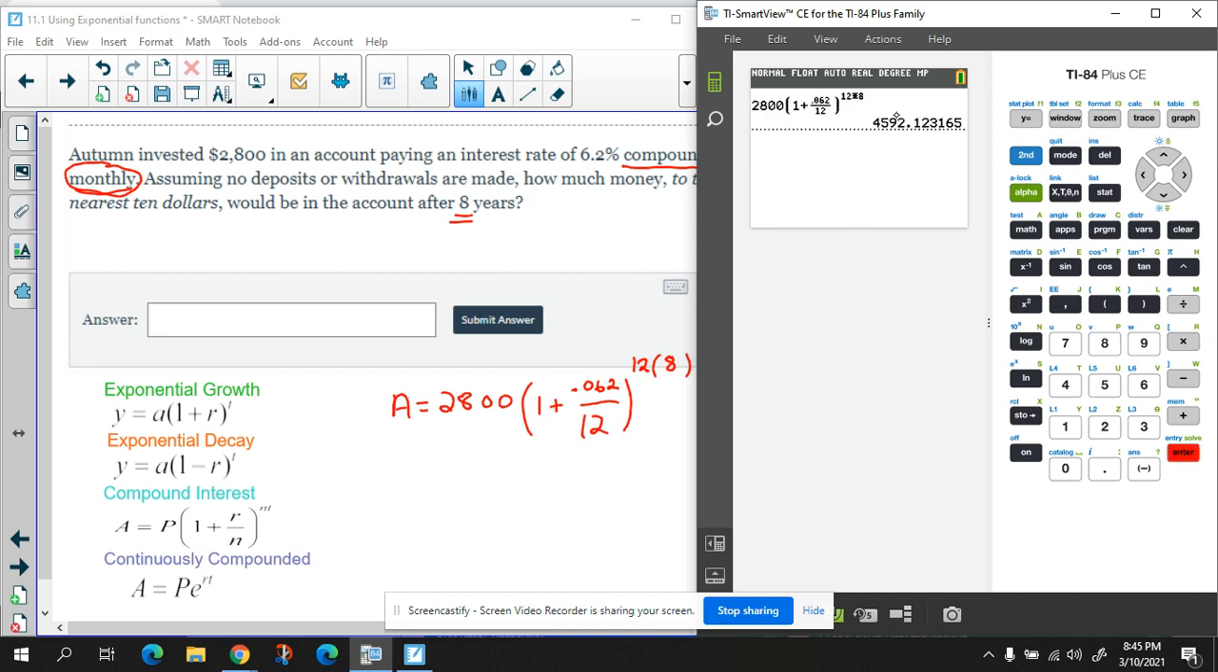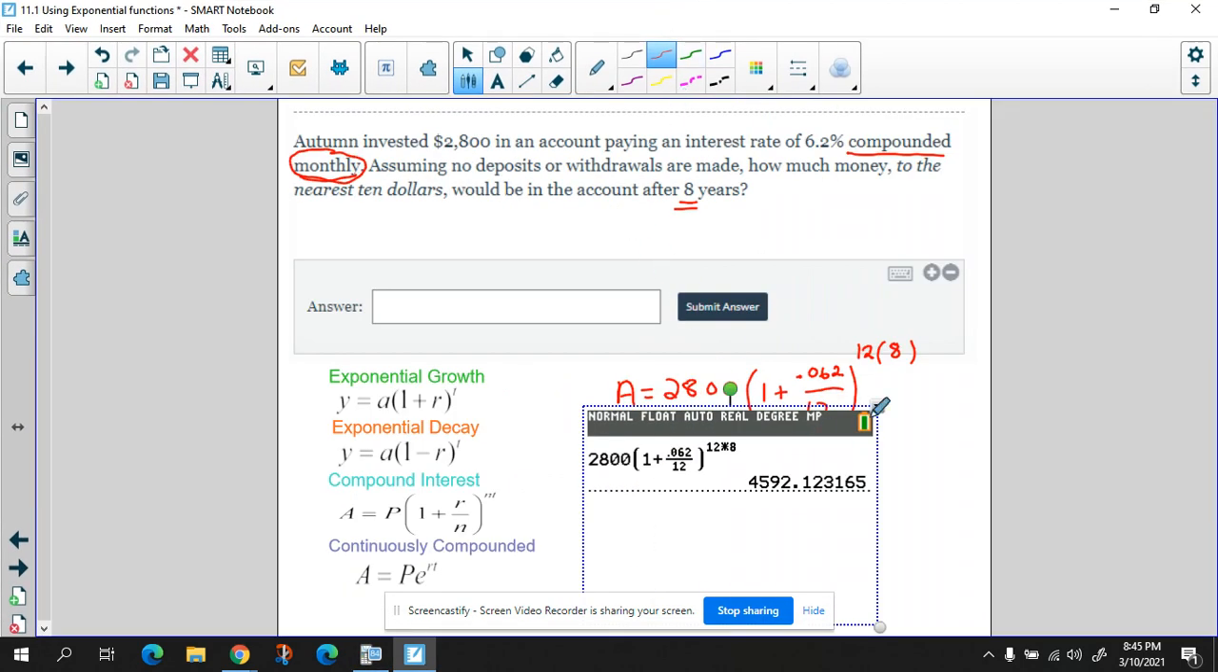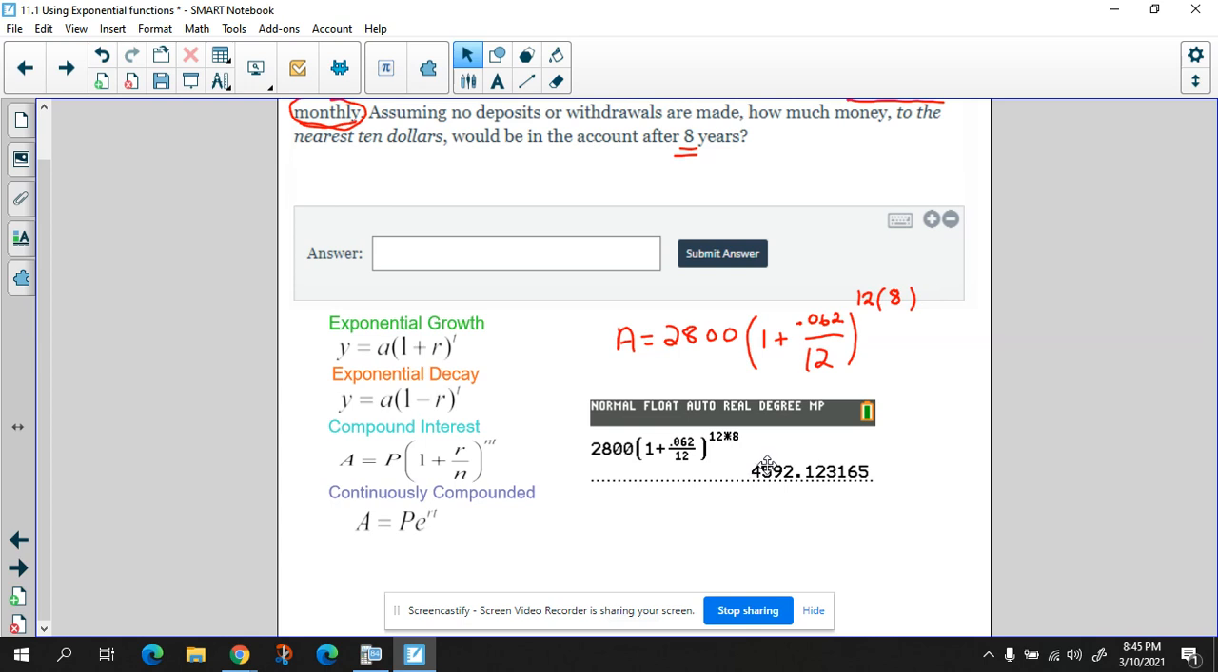Press enter, and then we have to be careful how to round. So this one wanted us to round to the nearest $10, not the 10th place, but nearest $10. So if I did 4,592, that's to the nearest dollar. If I do 4,590, notice I went down because the 2 is smaller than 5, that would be to the nearest $10. So 4,590 will be your answer for that one.